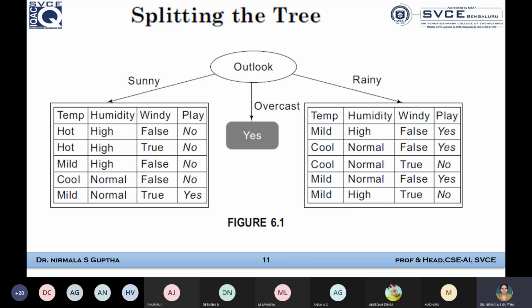Now normal is yes. I am deriving the decision rule as normal is yes. But from the table I am getting sunny normal no, sunny normal yes. So what is the meaning? When I say normal gives yes, there is one no, one yes. So there is a tie between yes and no as the value for normal humidity. So then what is the error? Tell me. 0. Wonderful. 0 by 2 is the answer. Quickly write down 0 by 2.